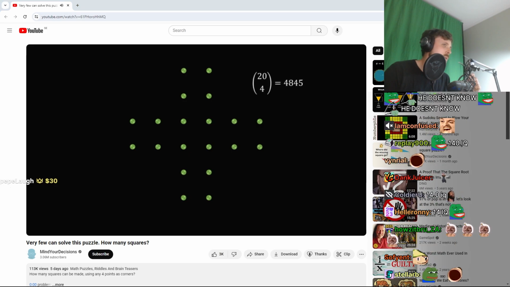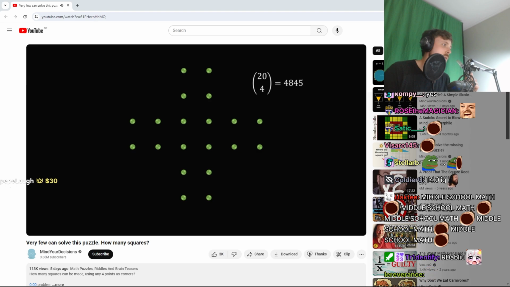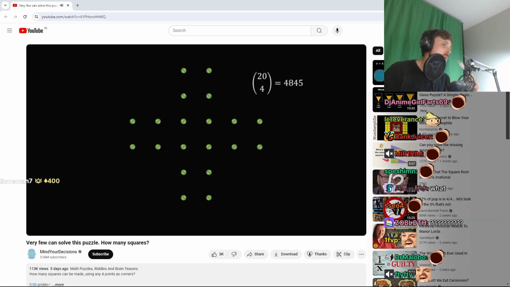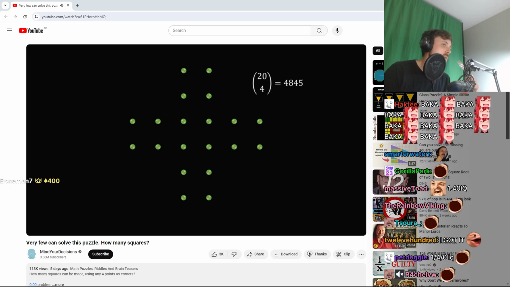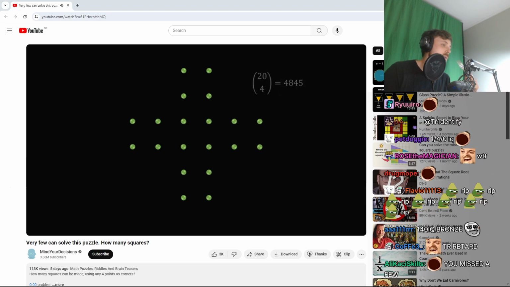So there are 20 choose 4, which equals 4,845 different combinations for selecting 4 points from 20. That's a lot of different cases to check. So instead of working through it one by one, we're going to work through it systematically.